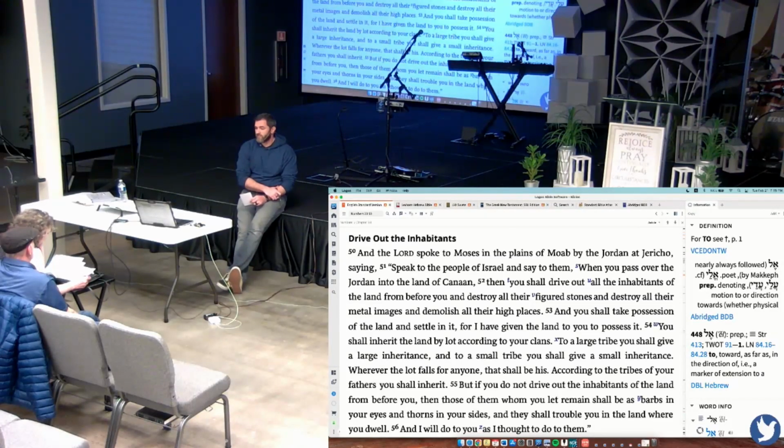stones and destroy all their metal images and demolish all their high places, and you shall take possession of the land and settle in it, for I have given you the land to possess it. You shall inherit the land by lot, according to your clans. To a large tribe you shall give a large inheritance, and to a small tribe you shall give a small inheritance. Wherever the lot falls for anyone, that shall be his. According to the tribes of your fathers, you shall inherit.